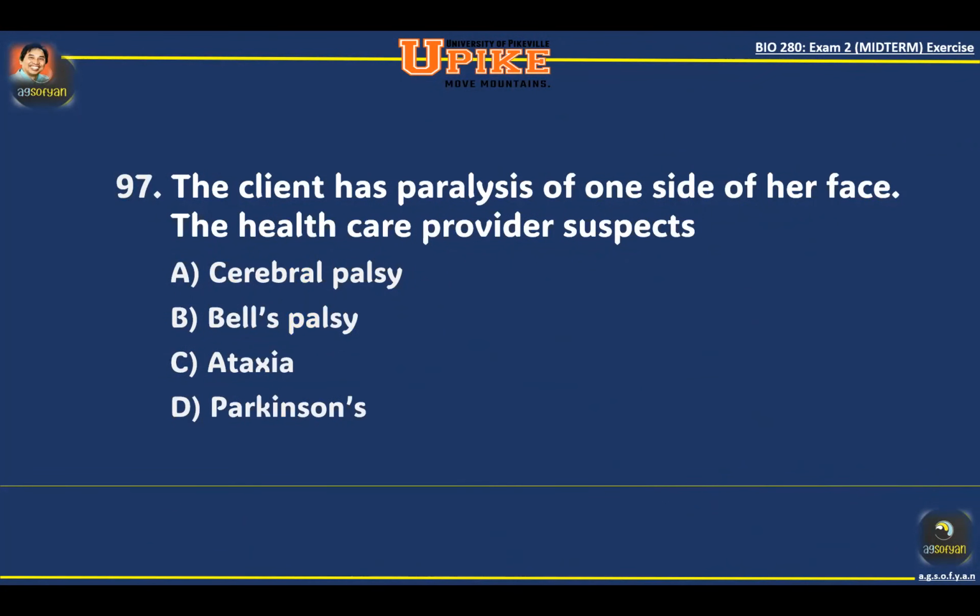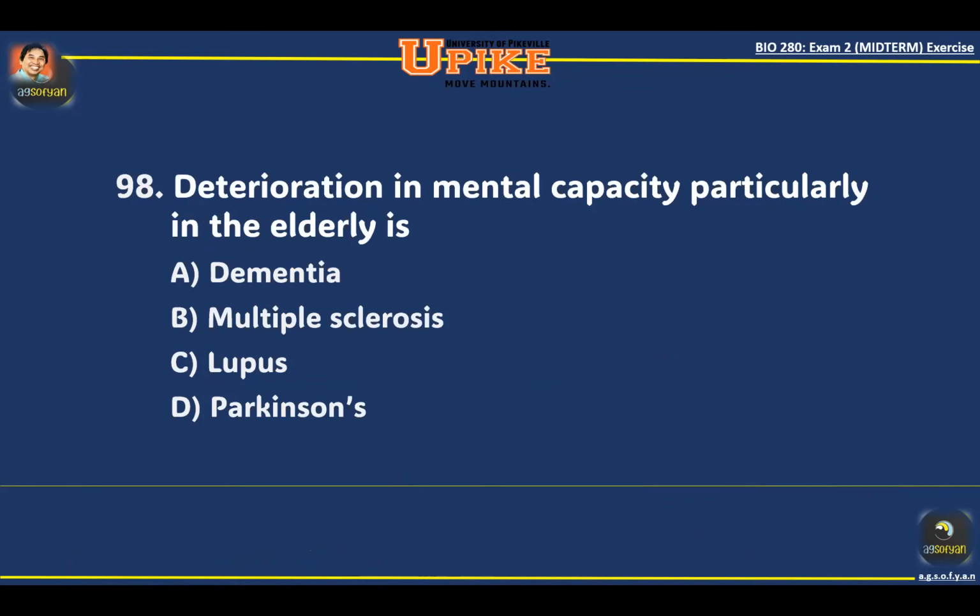The client has paralysis on one side of her face. The healthcare provider suspects this as, so only one side of the face has paralysis. This is known as Bell's palsy. So Bell's palsy, that's the answer. Deterioration in mental capacity, particularly in the elderly, is called, so forgetting everything. Mental ability is severely affected, and this condition is called dementia. So dementia is mostly in older people, the elderly.